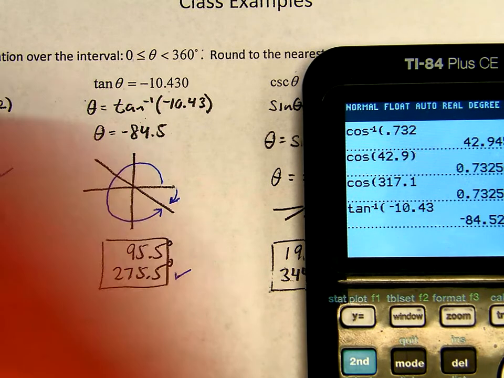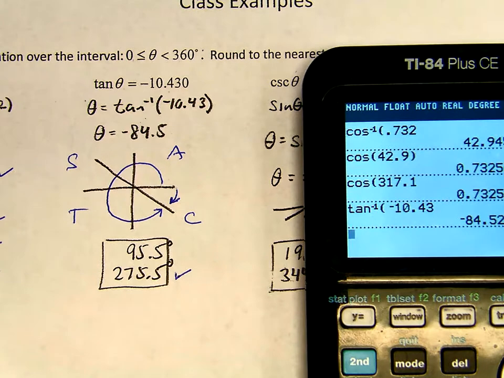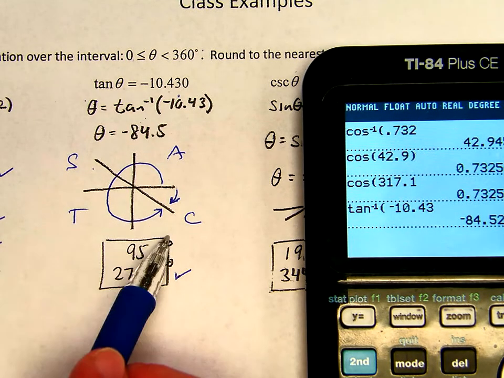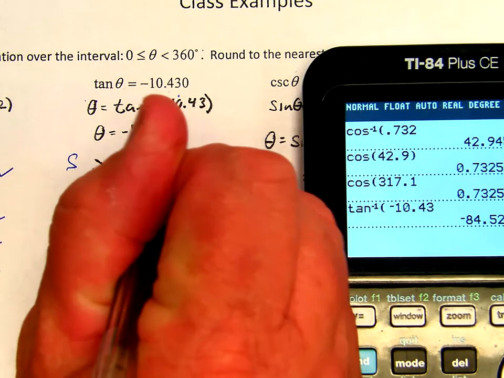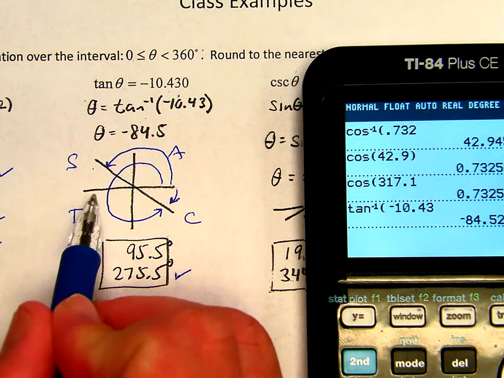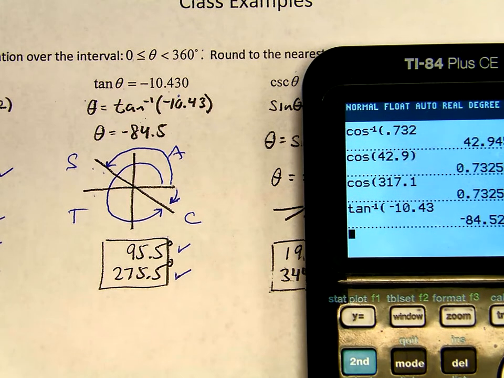We know from all seniors talk constantly that tangent is negative in the second and the fourth quadrants. So now what we need is that second quadrant solution right there. They both have to have the same reference angle. So we're going to go 180 minus the 84.5, and that gives us the 95.5. So those are our two solutions in 0 to 360.